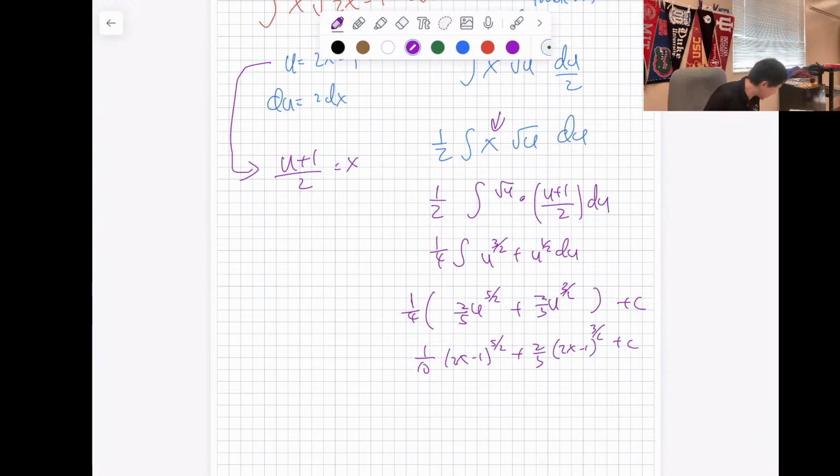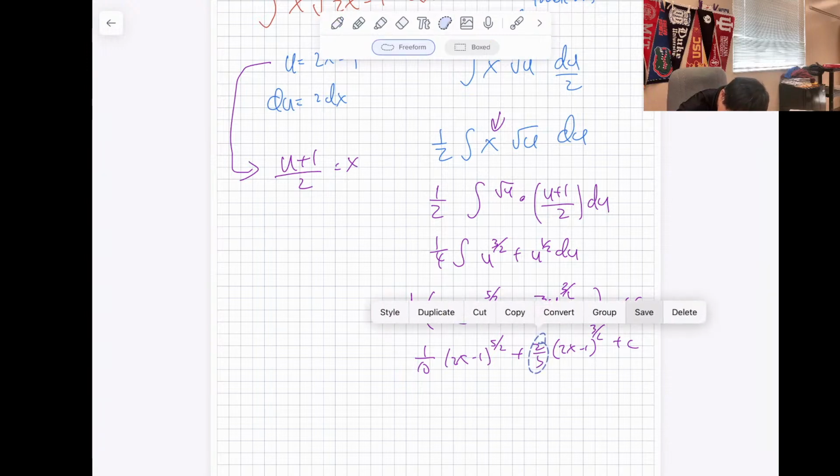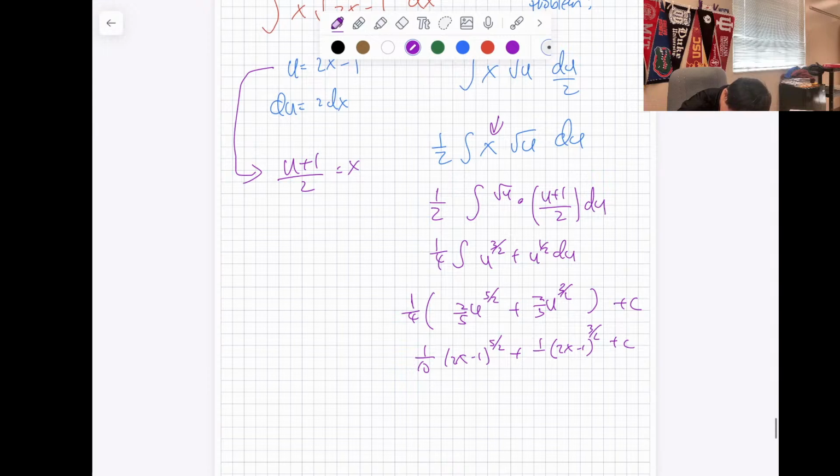Now this one's the harder one. Wait, hold on a second. That's 2 over 3. This is 1 over 6. This is 1 over 6. Yeah. Ethan?